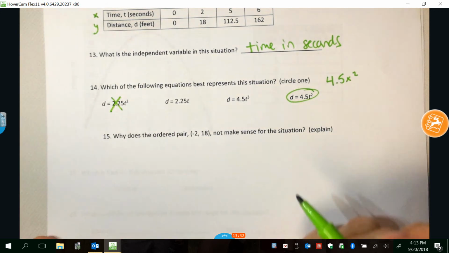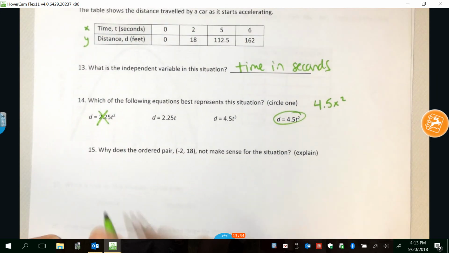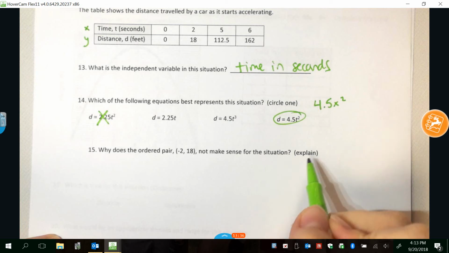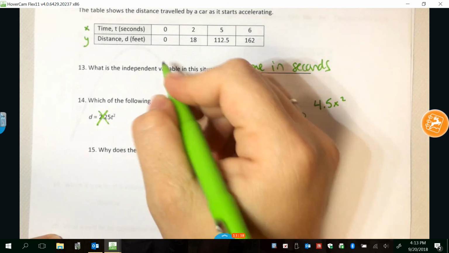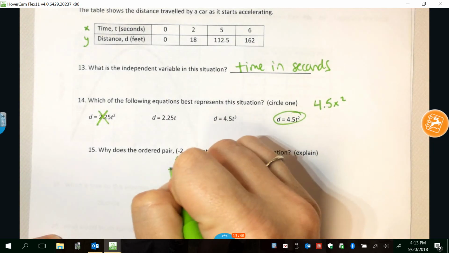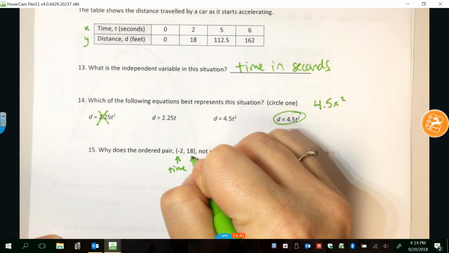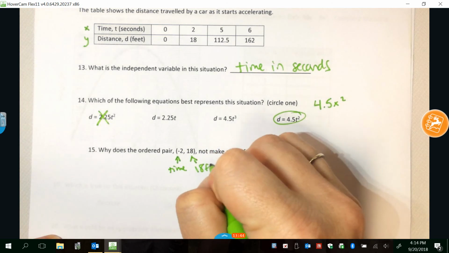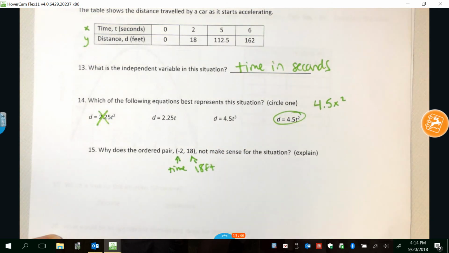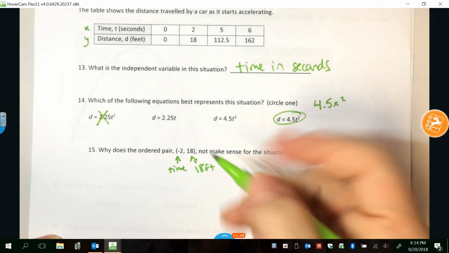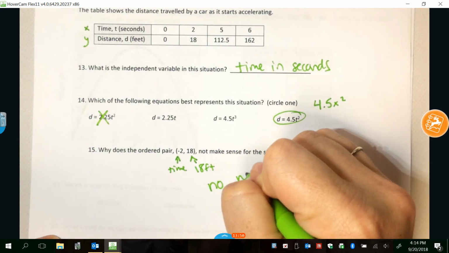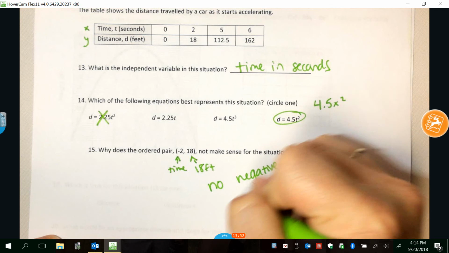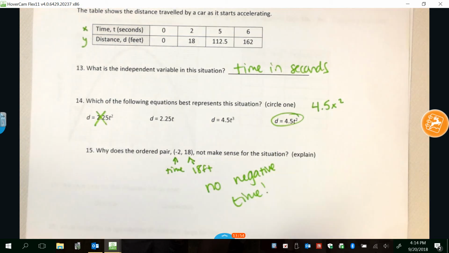Now, it says, why does the ordered pair negative 2, 18 not make sense for this situation? Well, think about it. It says x is time, so this is saying at negative 2 seconds, he went a distance of 18 feet. At negative 2 seconds, could he have gone anywhere? No, there's no negative time. Okay?